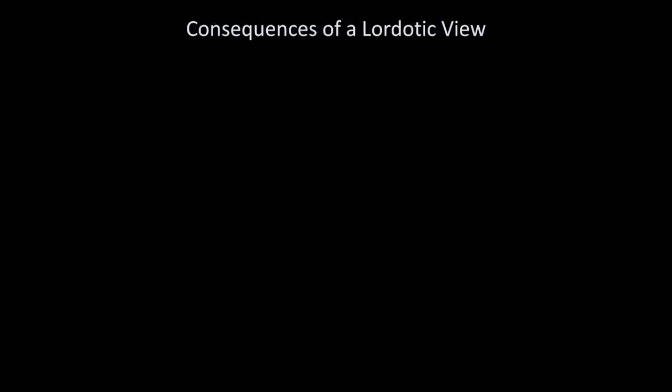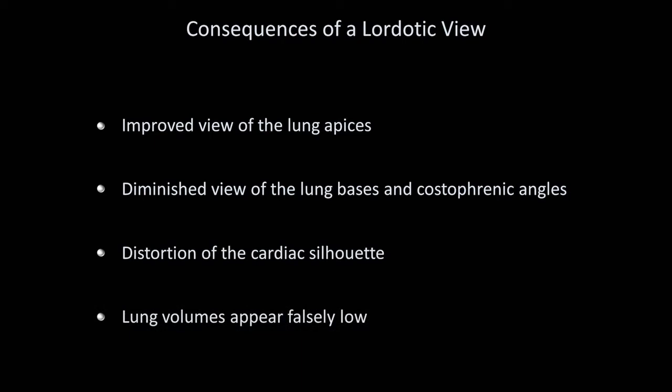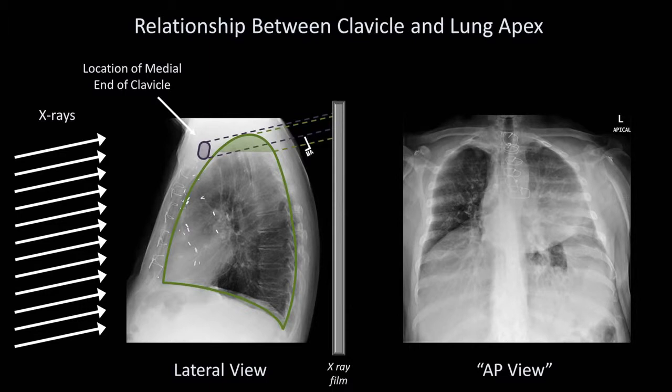What are the consequences of a lordotic view? As I mentioned, there is an improved view of the lung apices, but there is a diminished view of the bases and costophrenic angles. There is distortion of the cardiac silhouette, and the lung volumes appear falsely low. If I return to the previous lordotic film, hopefully you can appreciate the marked difference in the appearance of the cardiac silhouette and lung bases, as well as the fact that the overall lung volumes appear quite low. It would be relatively easy for an inexperienced clinician to make erroneous diagnoses based on this film.